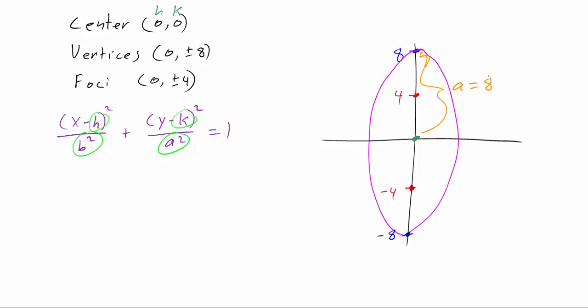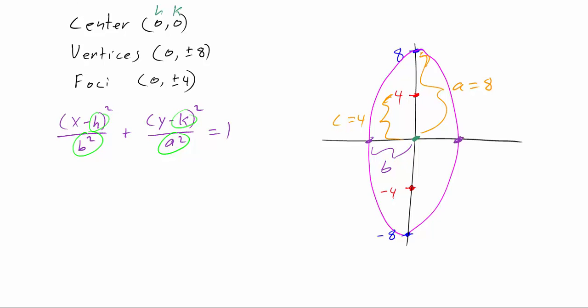Then, if we go from the center to the focus, that's our c value. So in this case, c is equal to 4. We know the value of a and the value of c, which means we can solve for b. The b value is how far we go out to this point, which at this time we don't know.